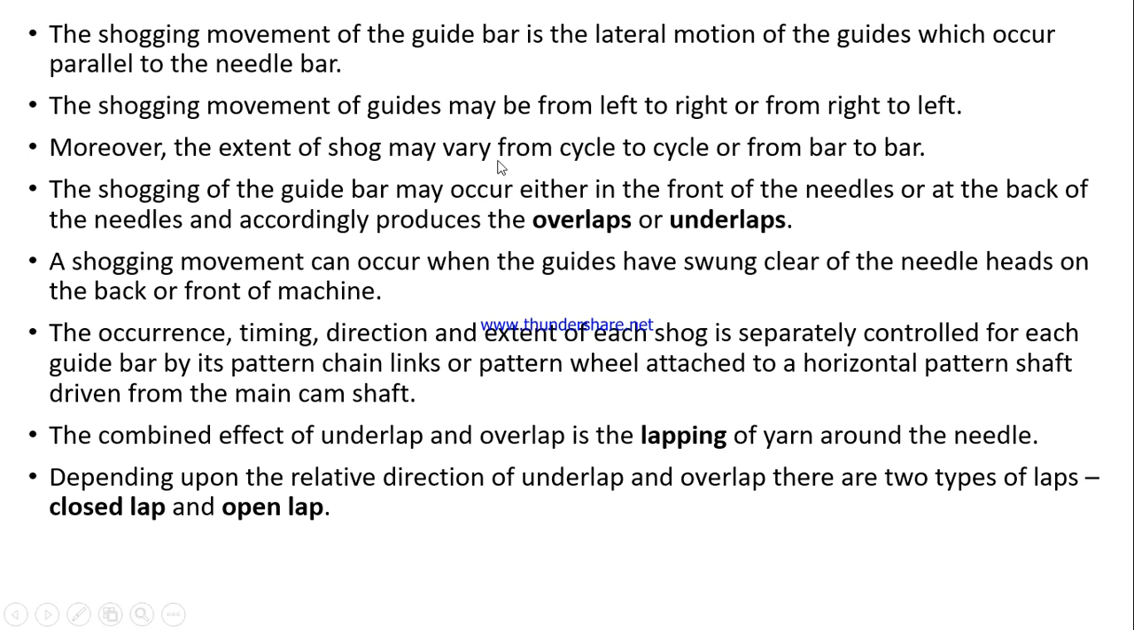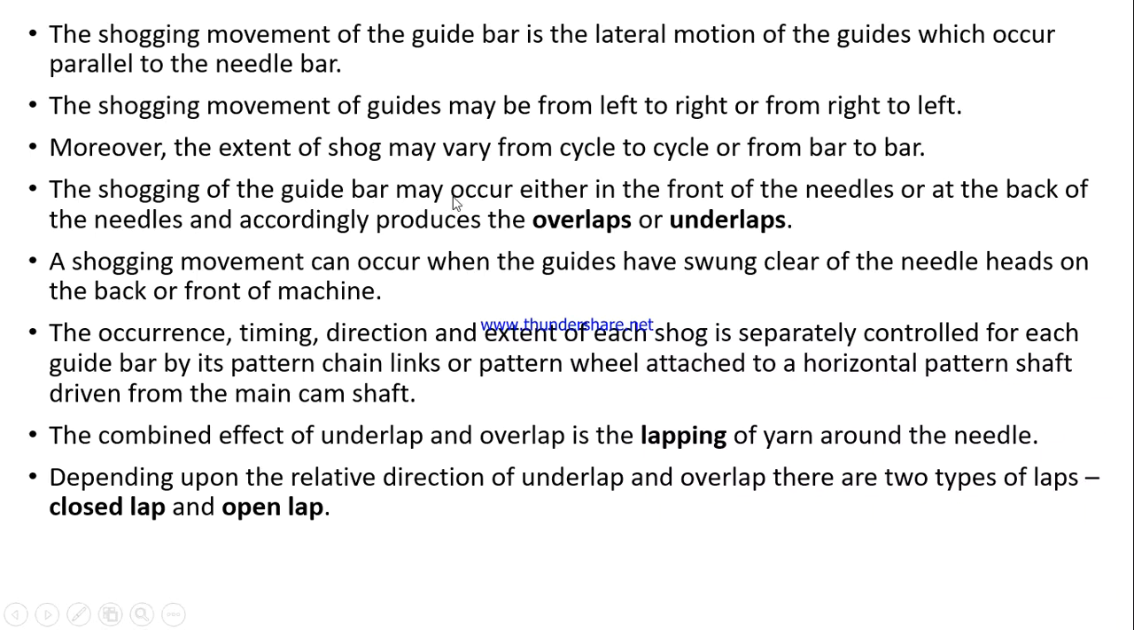Moreover, the extent of shog may vary from cycle to cycle or from bar to bar. The extent of shogging means how much distance the guide bar will travel from right to left or left to right. That depends on the cycle, depending on the design of the fabric or the design of the structure, and that also depends on the bar. If the machine has more than one bar, a 2 bar, 3 bar, 4 bar or 6 bar machine, then from bar to bar the amount of shog may be different depending upon the design requirement.